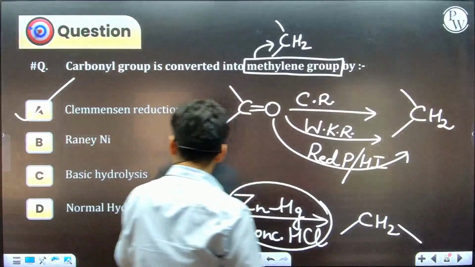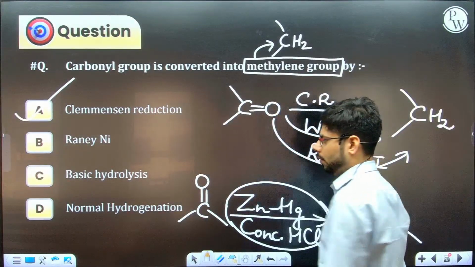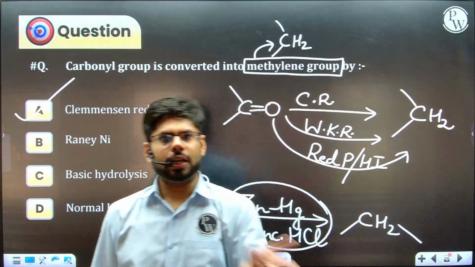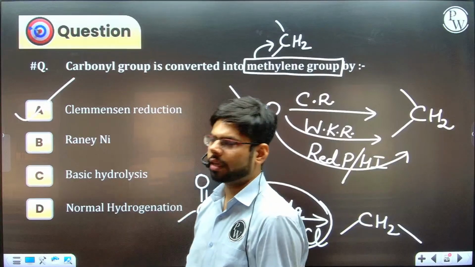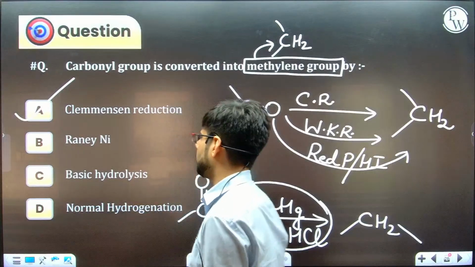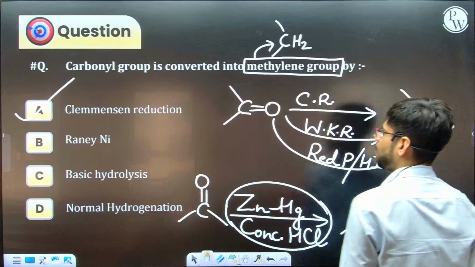If you perform normal hydrogenation of a ketone or an aldehyde, then you will obtain an alcohol. A carbonyl compound can be converted to an alcohol by using hydrogen in the presence of nickel. That is called catalytic hydrogenation. So that is what they have mentioned in option D. Okay.